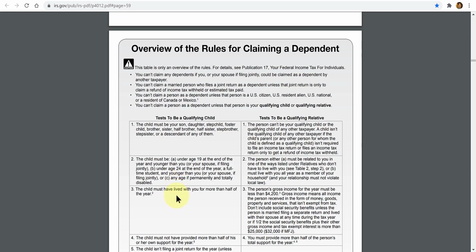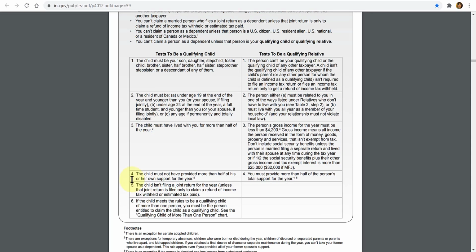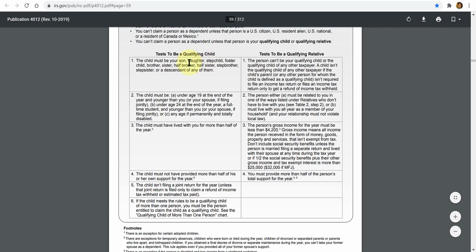qualification. Then the dependent child has to live with the taxpayer for more than half of the year. Sometimes we call this the residency test. And then the support test here for number 4. It's not whether the taxpayer supports the child, it's whether the child supports him or herself for more than half of the support costs. And if you say yes here, the child supports themselves, then you cannot claim this person for the support test, for the qualifying child dependency.